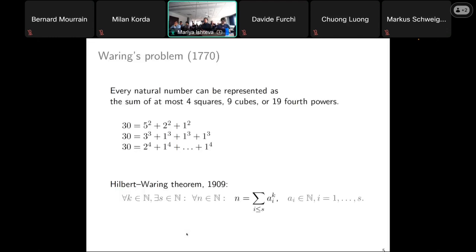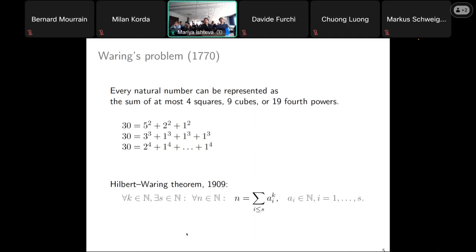So we go back to 1770, where the Waring problem was formulated. So what is the Waring problem? It says that every natural number can be represented as a sum of at most 4 squares, 9 cubes, or 19 fourth powers. So for example, if we take the number 30, we need at most 4 squares to represent it. In this case, it's 3: 5 to the power of 2, plus 2 to the power of 2, plus 1 to the power of 2. So it's true. This is not a proof, of course, but it's true.